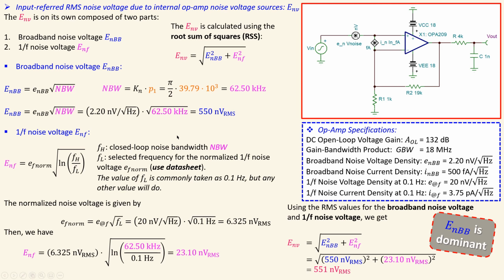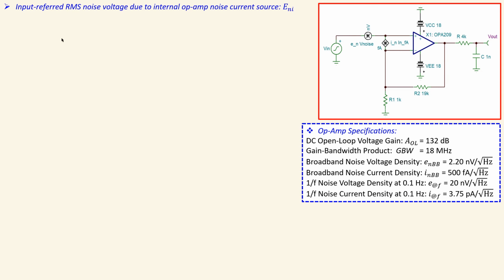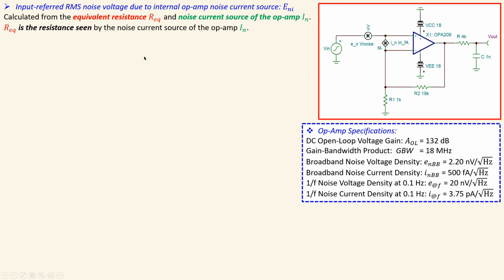So we have now the first part of the input referred RMS noise voltage. Let's now move to the input referred RMS noise voltage due to the internal op-amp noise current, which is given by this E_Ni. That can be calculated using the equivalent resistance and also the noise current source of the op-amp. What is the equivalent resistance?